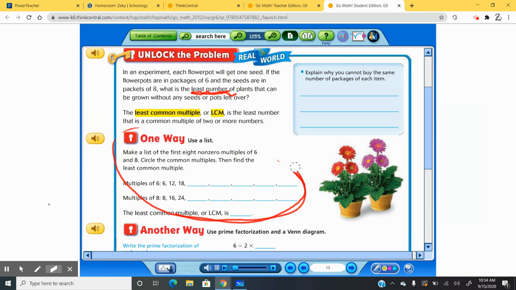So you don't need to put a circle around it. I just put that circle there. I shouldn't have done that, actually. Okay, so this is the way you did it last year.